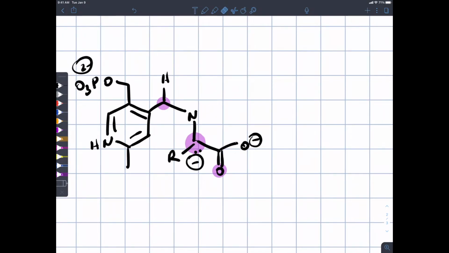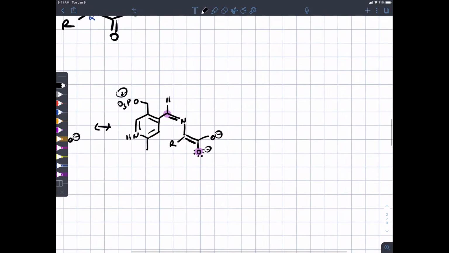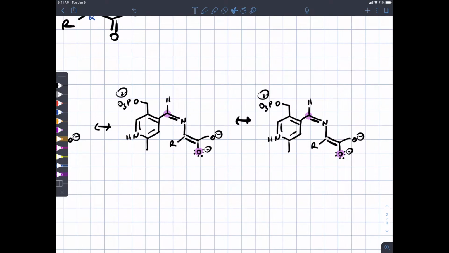So you've got a resonance structure in which you can put a double bond here and then negative charge out on the carbonyl oxygen. And you have a resonance structure where you can take the negative charge here and make a double bond between carbon and nitrogen, and then move these electrons out on to this carbon.